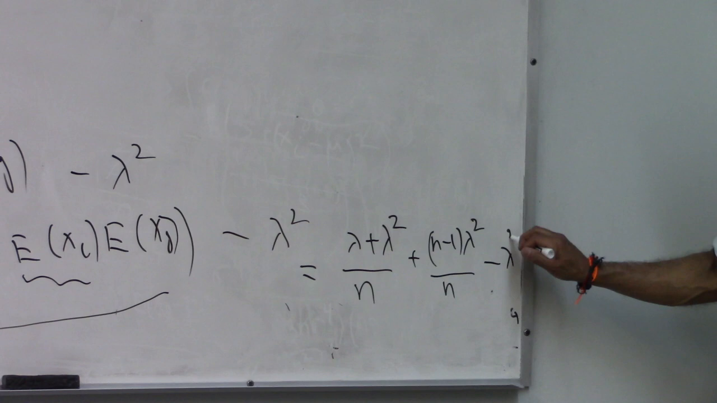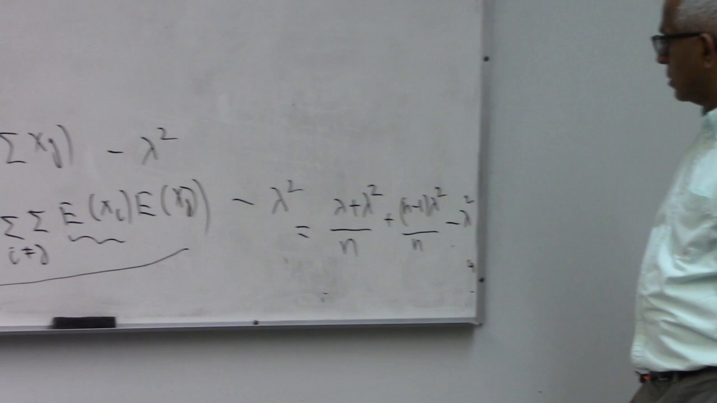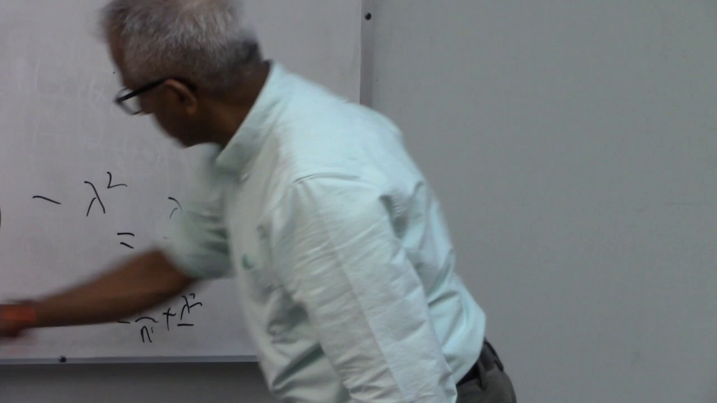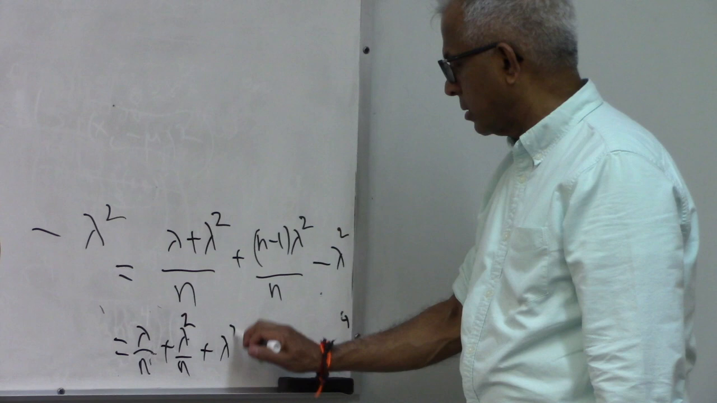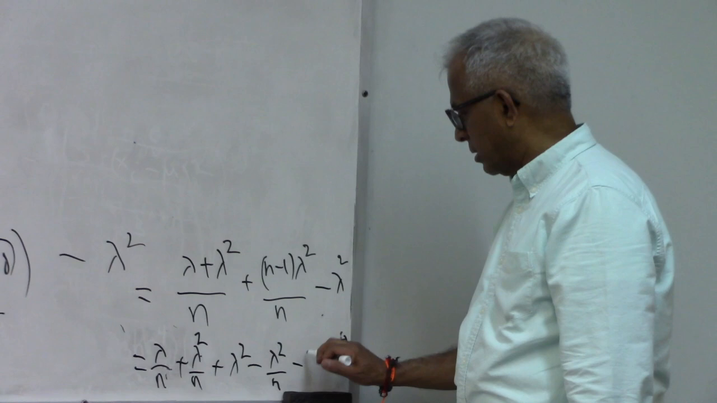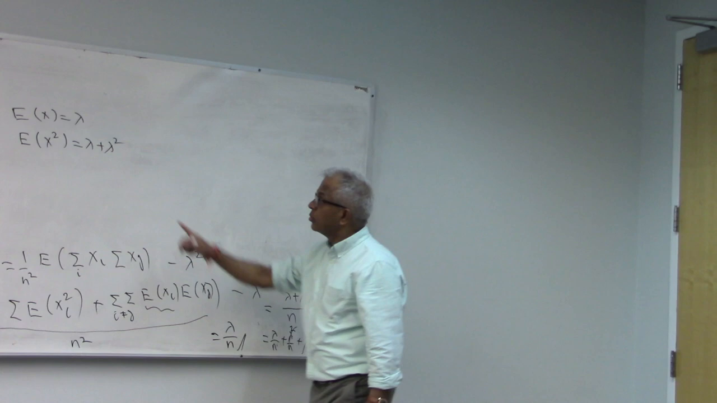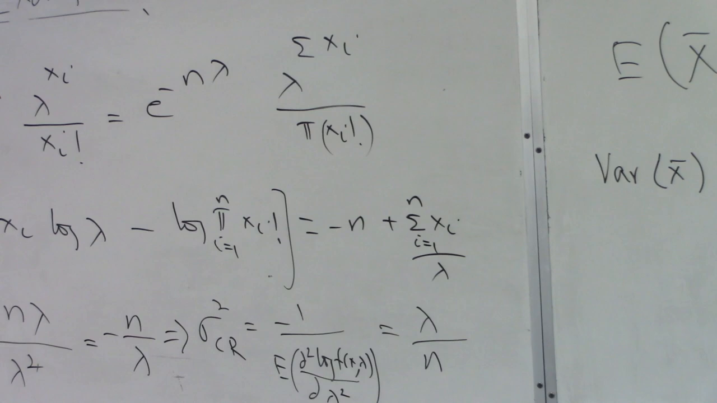So you get the first expression, lambda over n, then lambda squared over n, then plus lambda squared, then minus lambda squared over n, minus lambda squared. So this cancels with this, this cancels with this, leaving lambda over n. So the answer is lambda over n. But then look here: that's the same as the Cramer Rao bound, indicating again that this is an efficient estimator.